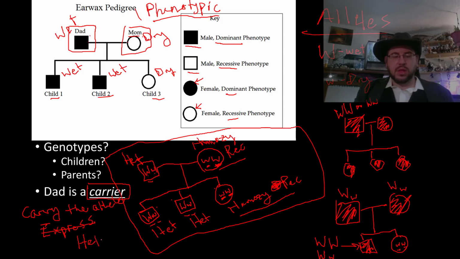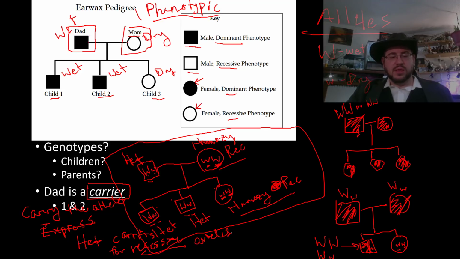Heterozygotes are carriers for recessive alleles. So, and then offspring 1 and 2 are also carriers, right? Because we were able to work out all the genotypes.